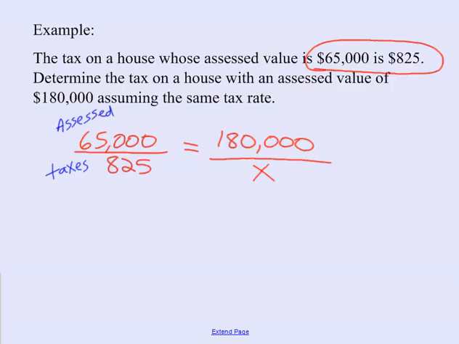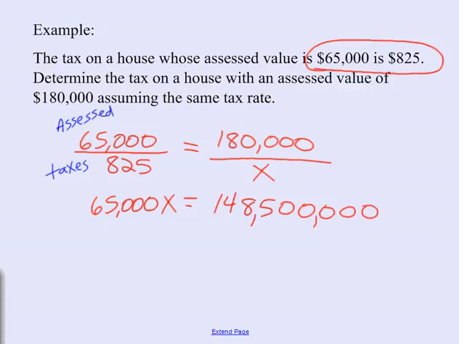Now it's time to cross multiply and solve. So when we cross multiply 65,000 times x, we get 65,000x equals 180,000 times 825. Using a calculator, we have 148,500,000.